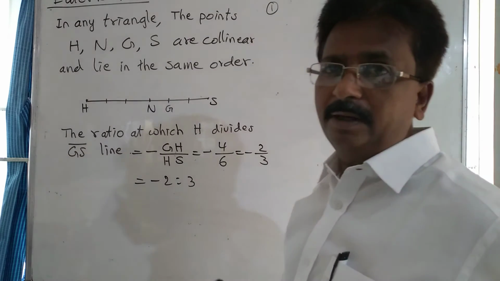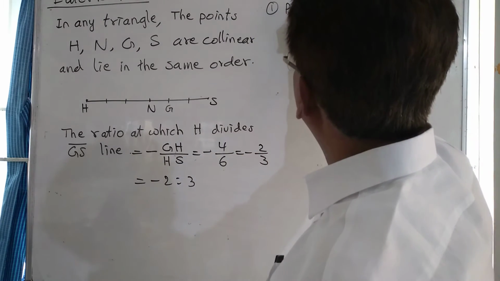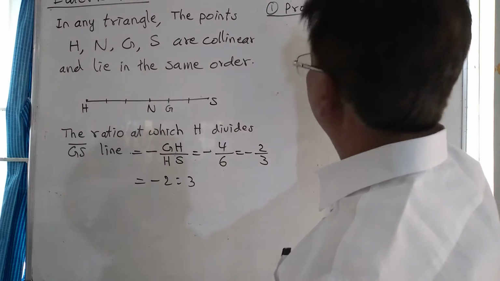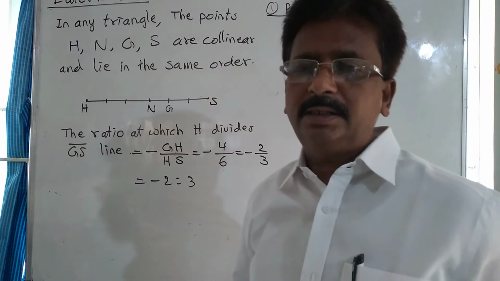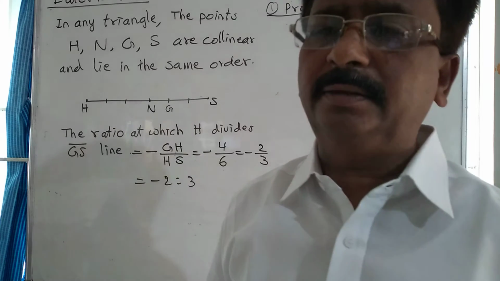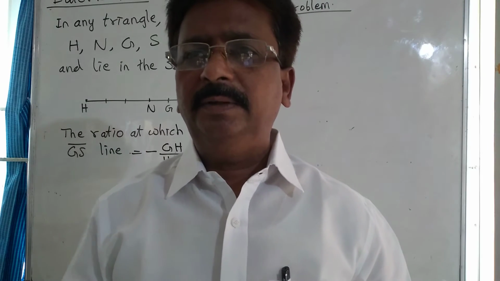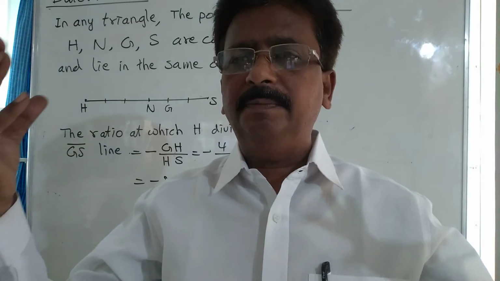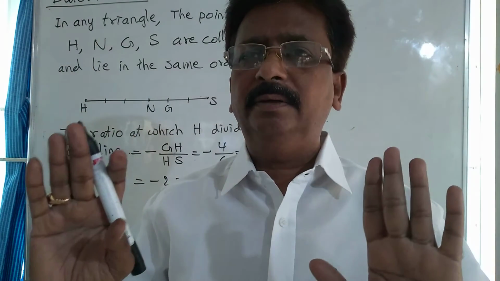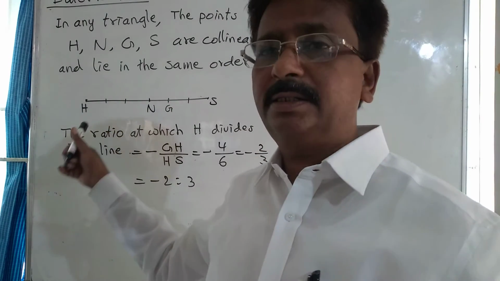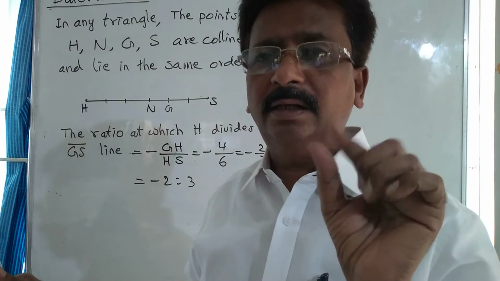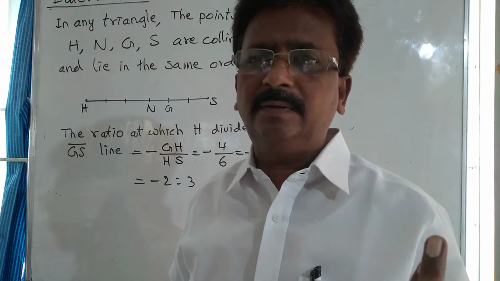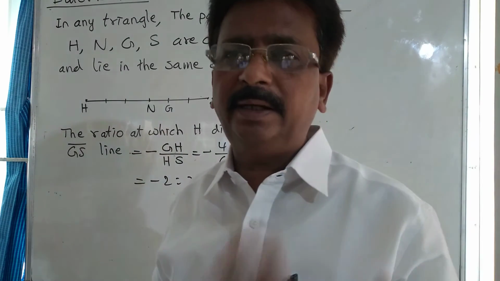I will say one problem. What is the advantage of this Euler's line? For any triangle, even though vertices may or may not be given, if any 2 points out of the 4 points are given, H and G or N and G or N and S, any 2 points are given, the other 2 points we can find.